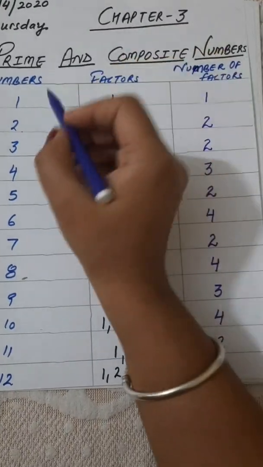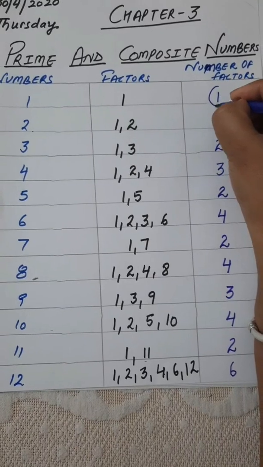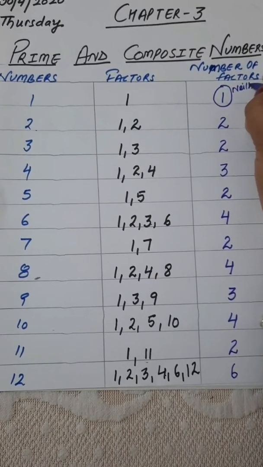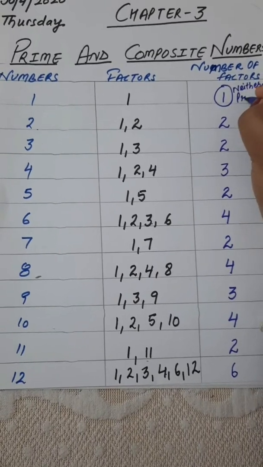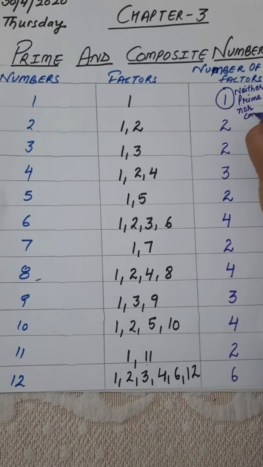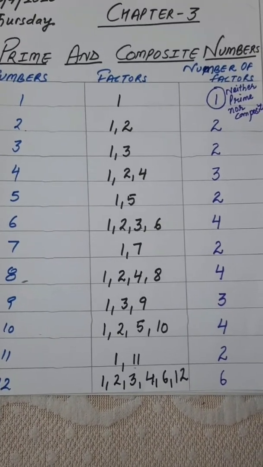Now in this, number 1 has only one factor. So 1 is the number which is neither prime nor composite. Neither prime nor composite. So what is a prime number?